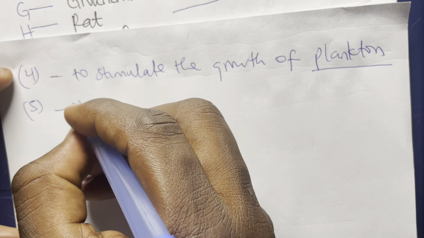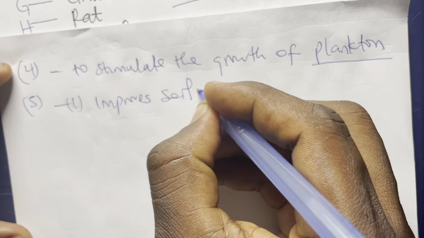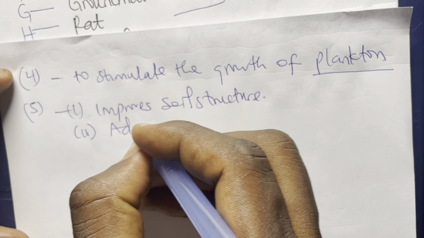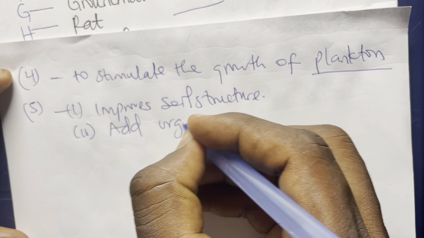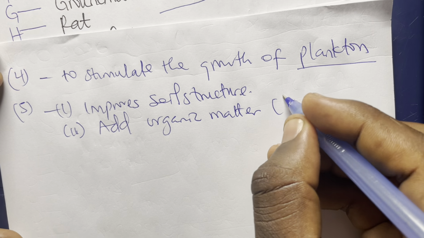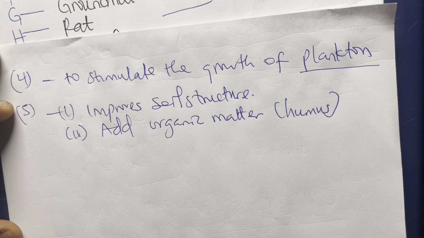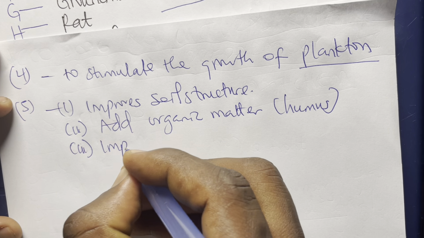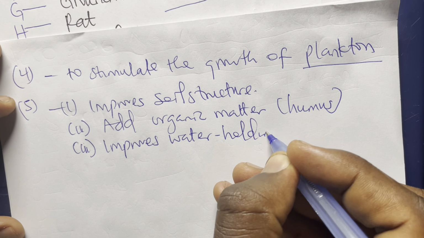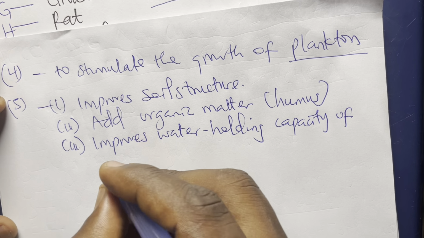The first one is that it improves soil structure. Another one is that it adds organic matter to the farm, something like humus. And also it improves the water holding capacity of the soil as well.